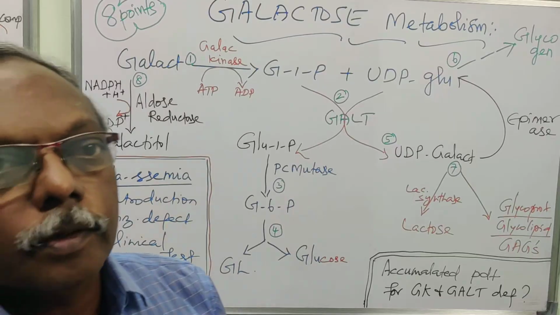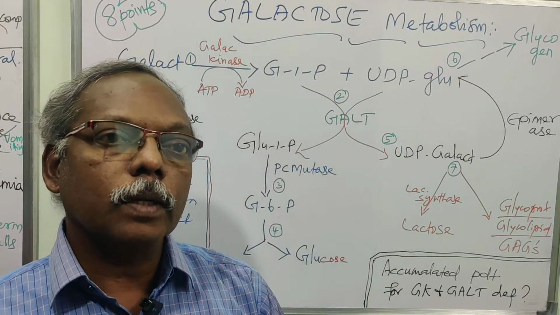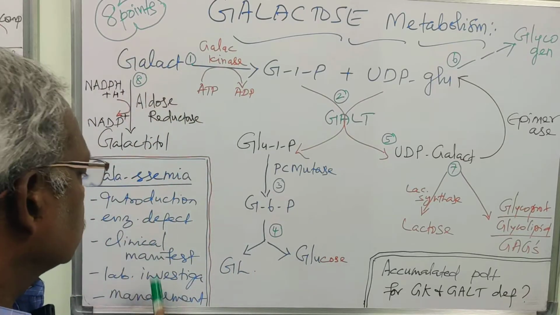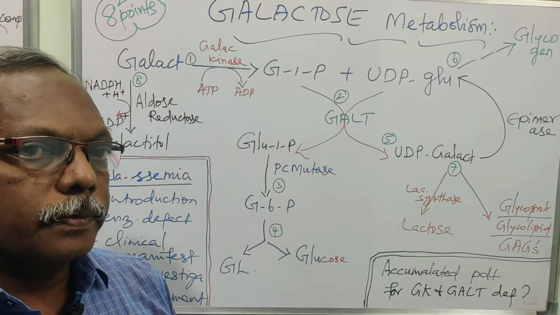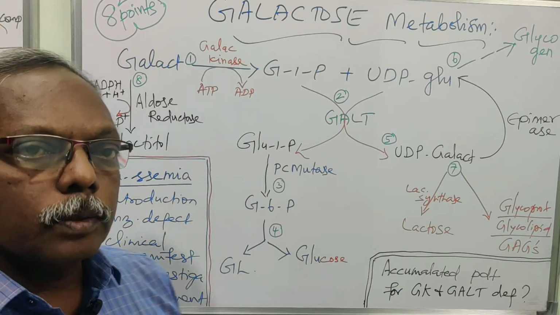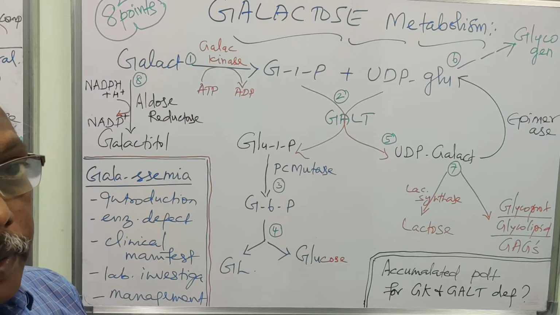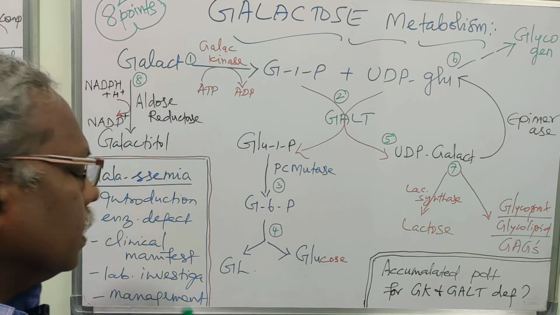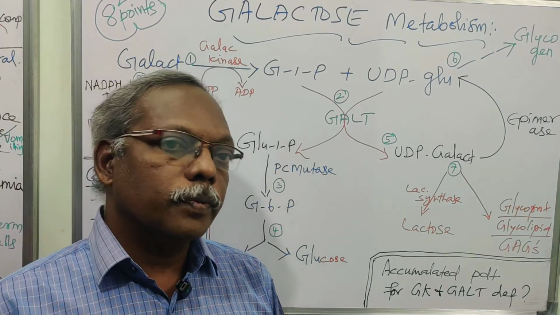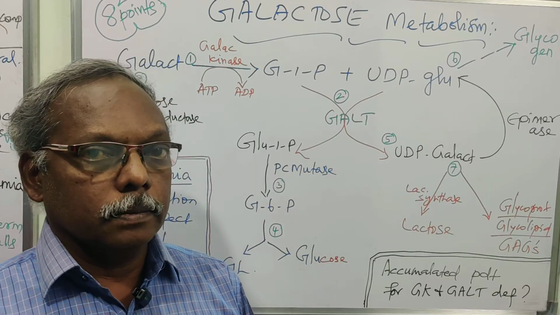Finally, usually the clinical scenario they ask in this topic is galactosemia. In galactosemia, these are all the subtitles. You have to write 1 or 2 points for the introduction, then come to the name of the enzyme defect, and then mention what the problems or clinical manifestations of those babies are, then what investigations you want to go for, and finally how you will manage the galactosemia.